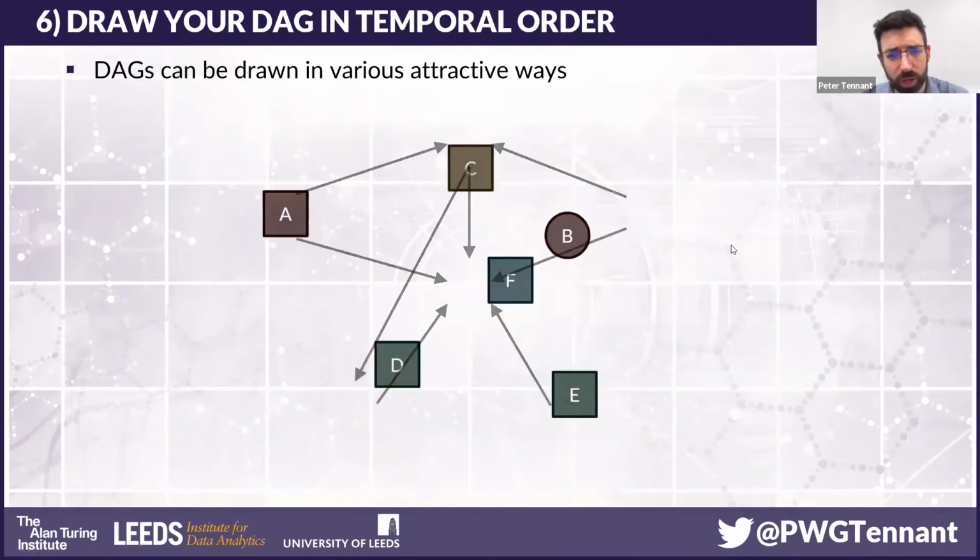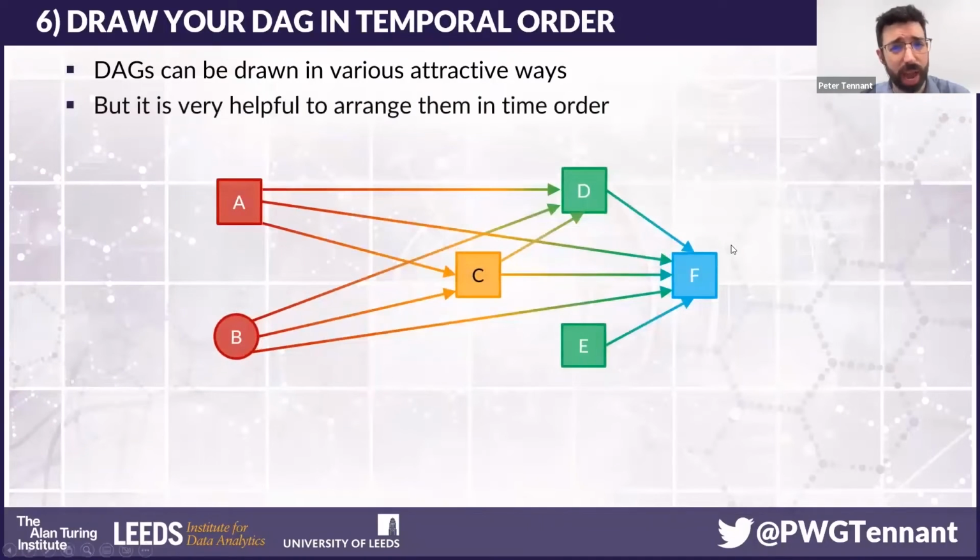But guess what? You don't need an algorithm if you draw your DAG in time order, because here, which has been drawn in time order, you can see A and B happen first, then C, then D and E, and then finally F. It's so much easier to interpret, so much easier to figure out that A and B might be confounders because they occur before the exposure. D and E might be mediators because they occur between. And then you can read that.